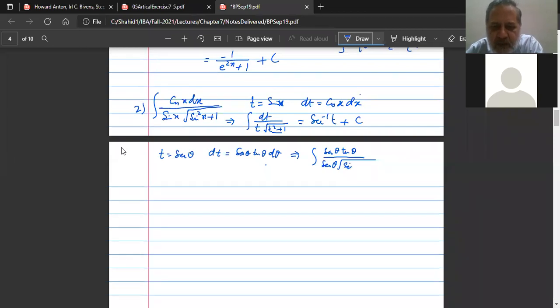Secant square theta plus 1. Now this secant cancels with this, and secant square plus 1 is tangent square. Under the root it becomes tangent, and tangent cancels, and it is only integral dt. That means integral is t plus c, and from here we see that the result is secant inverse t. But t is not the original variable of the question. Original variable of the question was x, and t was sin x. That means the answer should be written as secant inverse of sin x plus c.